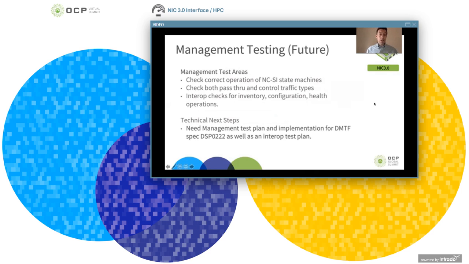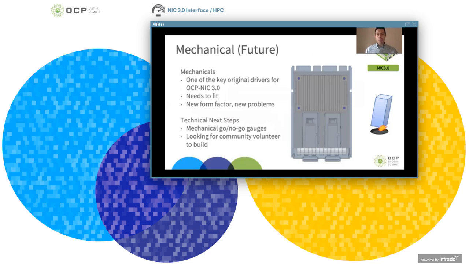Well, first, testing the state machines for NCSI, checking different traffic types. And we're going to work with the OCP NIC 3.0 subgroup to work up a test plan there. There are lots of experts in that group that are very familiar with this and very familiar with what the needs are. Now, in addition to management testing, we want to add mechanical testing.